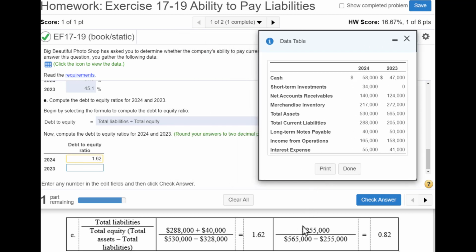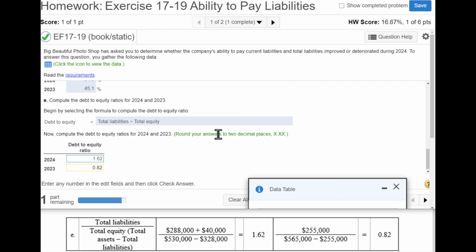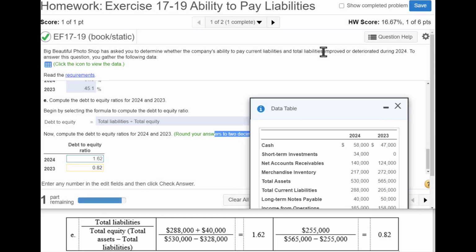And then for 2023, our total liabilities are the current liabilities at 205 plus the 50,000 of long-term notes payable, so that's 255,000. And then for the bottom, we're going to take the total assets, 565,000, minus the liabilities. So the equity is the 565 minus the 255. We crunch the numbers, we get 0.82, because it says round to 2 decimal places.